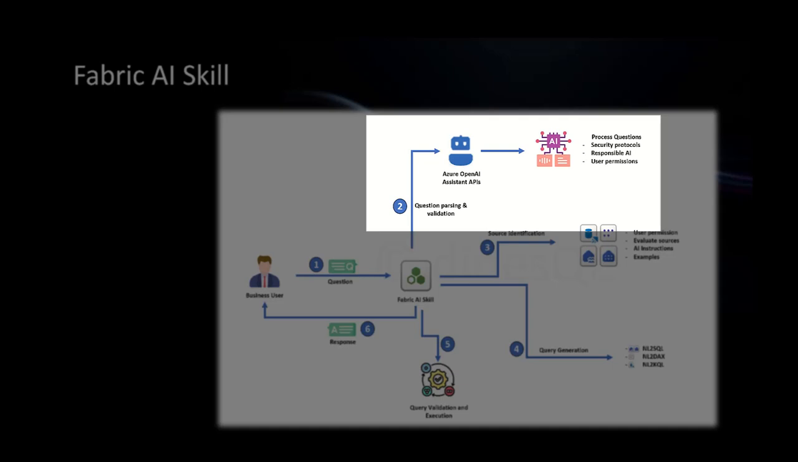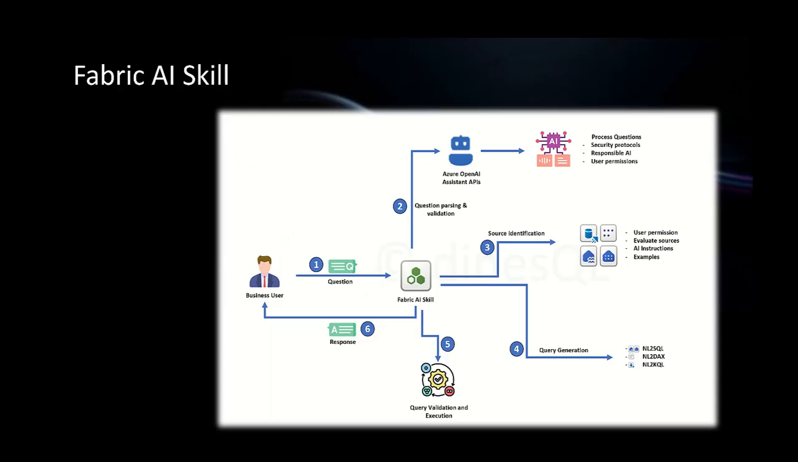It goes through a certain set of security protocols. It checks whether the question aligns with the responsible AI policies, and it checks certain permissions as well. If everything is okay, then Fabric AI skill will receive a message saying, okay, all good, we can go ahead with the second step. There are so many inner steps, I'm just explaining the main processes. Once the question is passed and validated, it tries to identify the source.